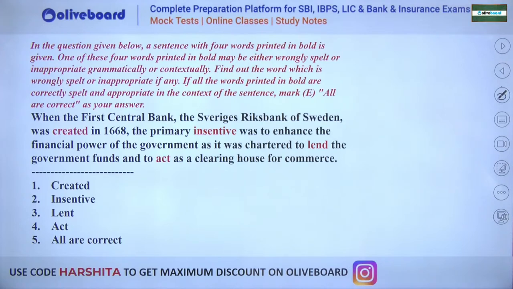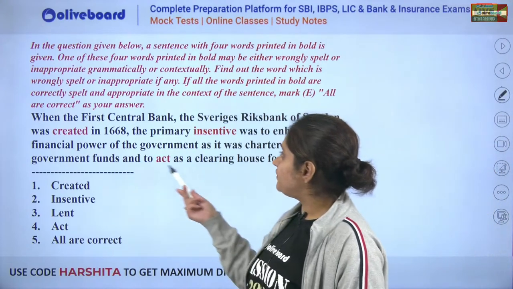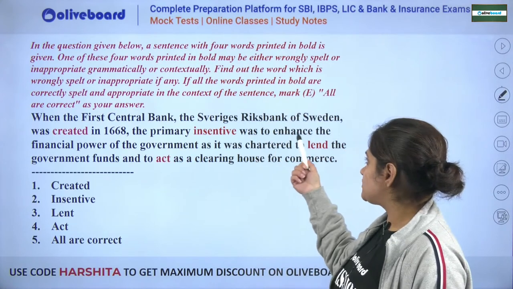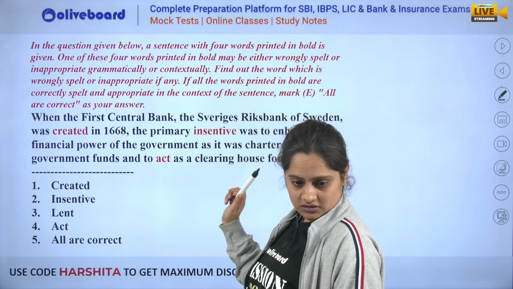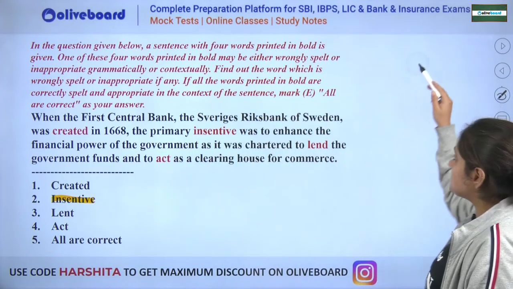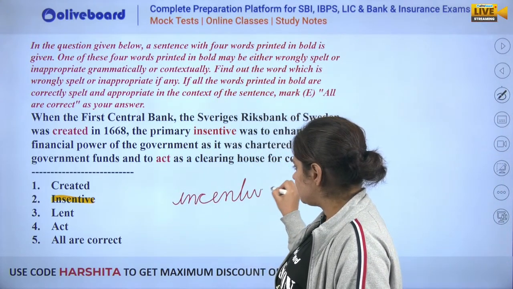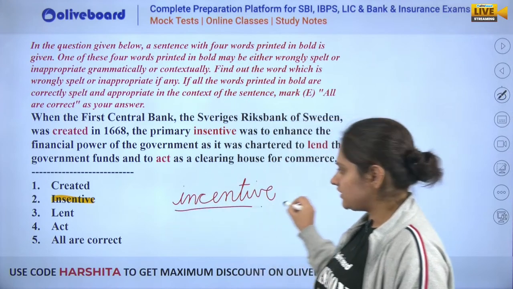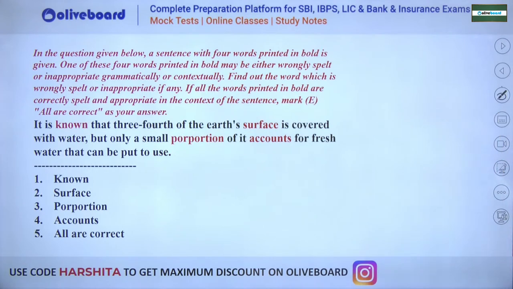Next one. Very basic again. Very, very basic spellings. And I remember in one class we discussed spellings also. So, what will be your answer here? When the first central bank, the Sveriges Riksbank of Sweden, was created in 68, the primary incentive was. Will you write incentive as S-E? No. What is it? C-E. Very basic, simple spelling. Incentive spelling is C-E-N-T-I-V-E. Not S-E-N. C-E-N-T-I-V-E. Incentive. Yes? Okay, next one. Spelling error.